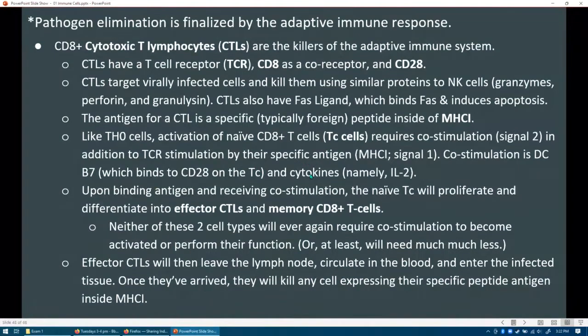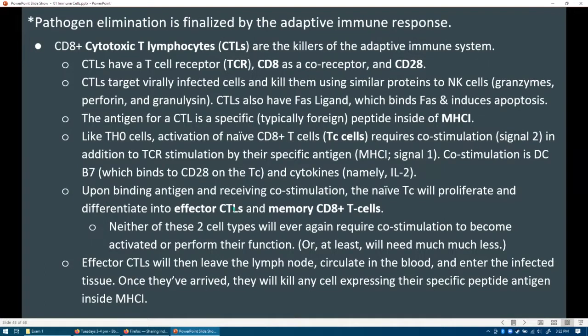Cytokines are also a good co-stimulatory signal for cytotoxic T cells that are naive. One of the more important ones is IL-2. A lot of times you need a good Th1 response in order to get an adequate cytotoxic T cell response. So I have a figure showing you that in a moment.